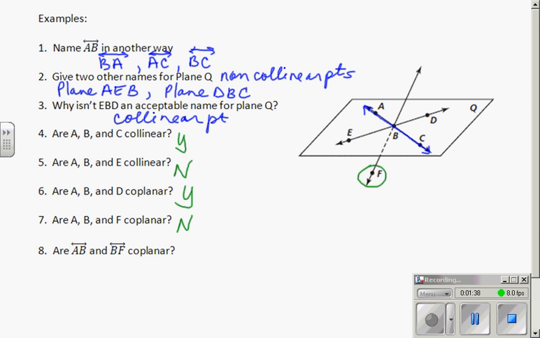And are AB and BF coplanar? This is a bit of a trick question because they're not in plane Q, but there may exist a plane that would contain them. So it's a little bit of a trick question.